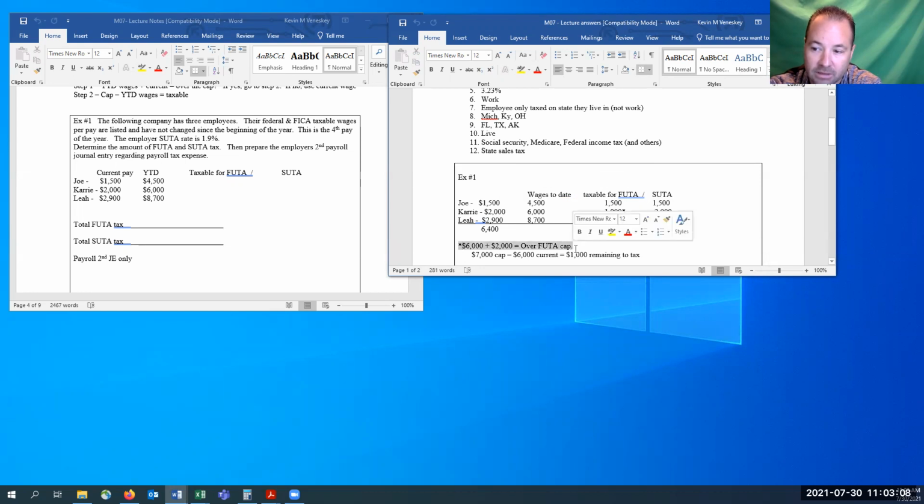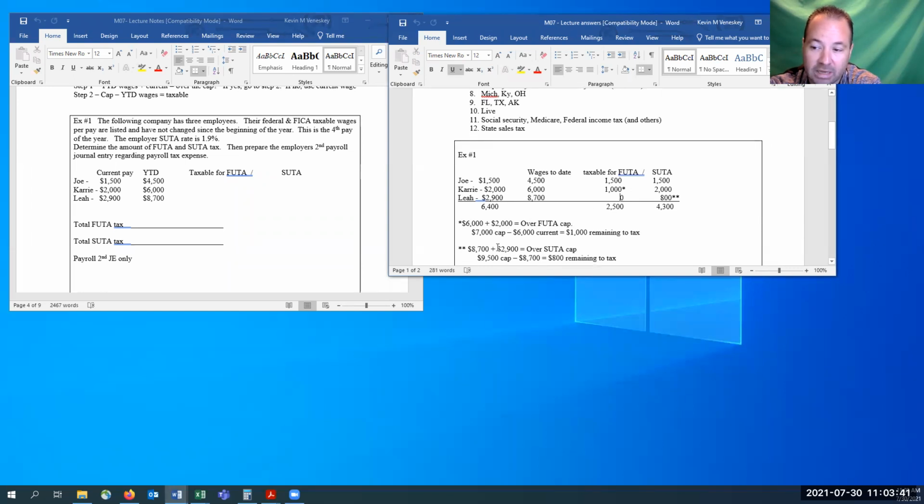So for Carrie, the answer was yes, she's over the cap. So step 2, take the 7,000 minus her previous wages. That leaves us 1,000 left. But for SUTA purposes, she's not going to go over the cap. The 6 plus the 2 is not over 9,500. So the full 2,000. And then finally for Leah, total wages to date, 8,700. That's already over the FUTA cap. For SUTA, if we add those two together, yep, it's over the SUTA cap. So we've got to go to step 2, 9,500 minus the 8,700. We're left with 800.